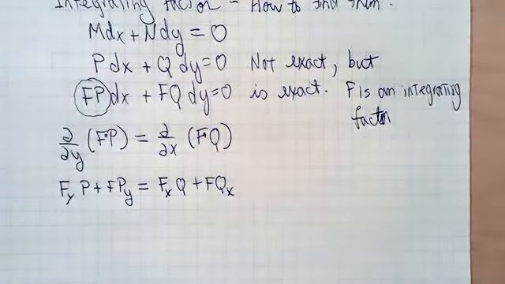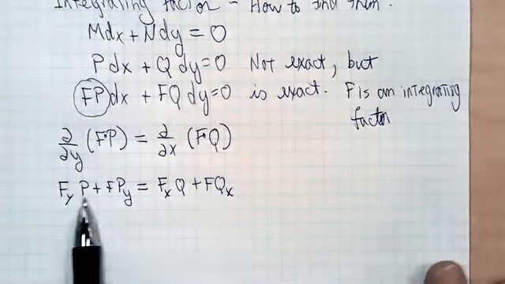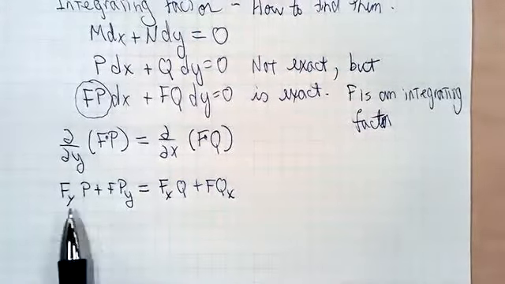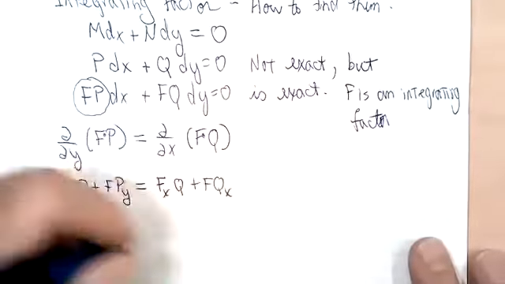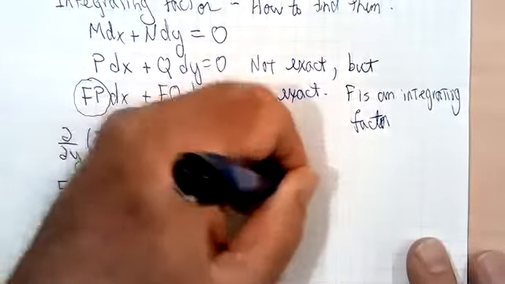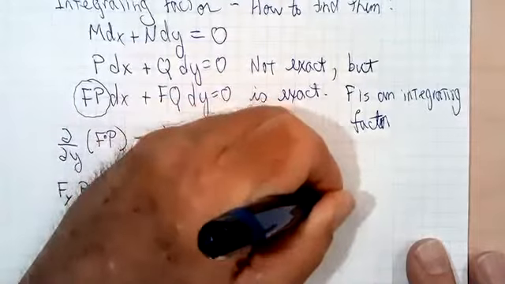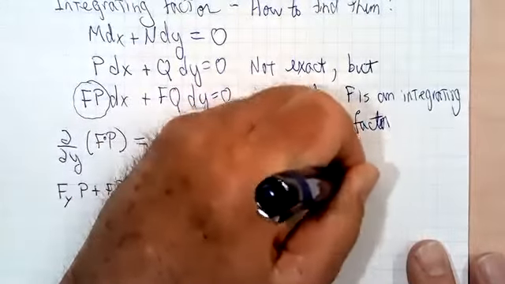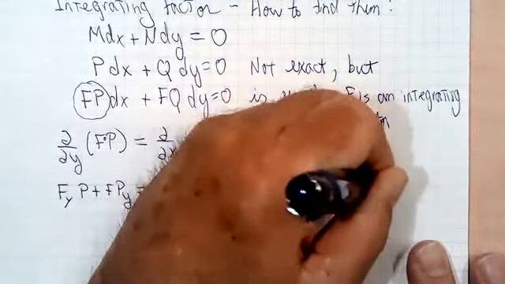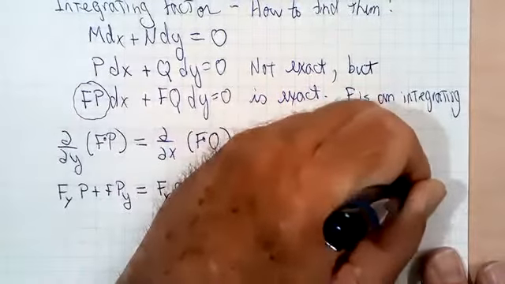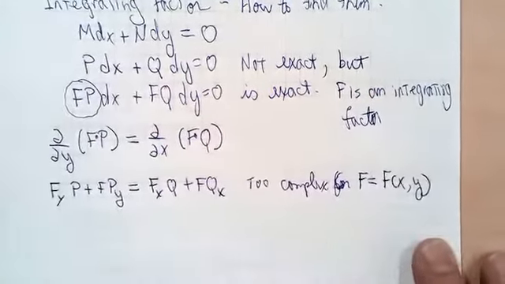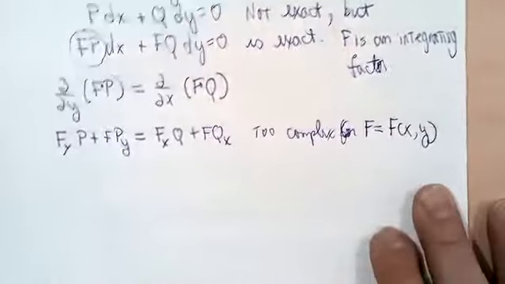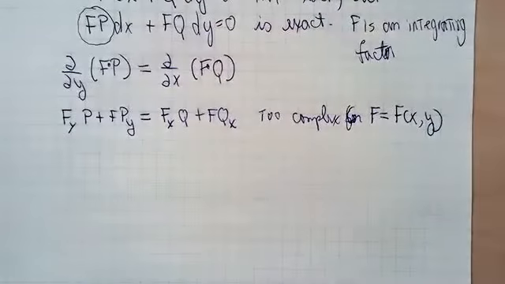Not better. However, sometimes you can make an assumption that will simplify things. So this is too complex for the case when f is a function of both x and y. Now you might be able to make some headway in some cases, but in general, we're not there. This is not the sort of thing we're working on, it's too hard.